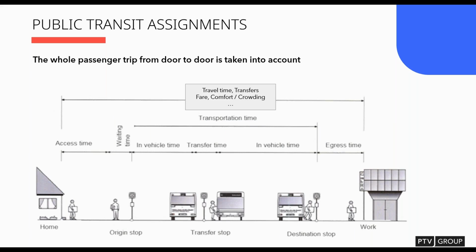One of the strengths of Visum is that this allows us to represent the full customer journey, all the way from home to the destination. So taking into account things like access time, waiting time, vehicle time, transfer time, and egress time. You'll see the ability to pull this data out in various ways from Visum in the form of skims or attributes on particular network objects.